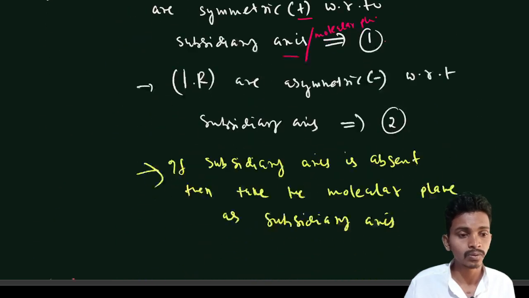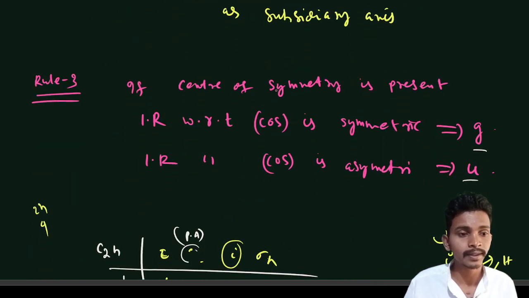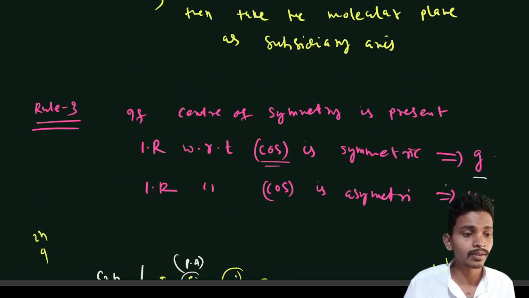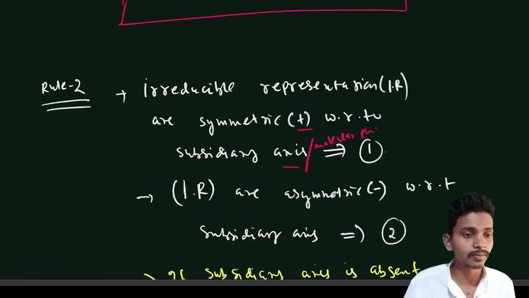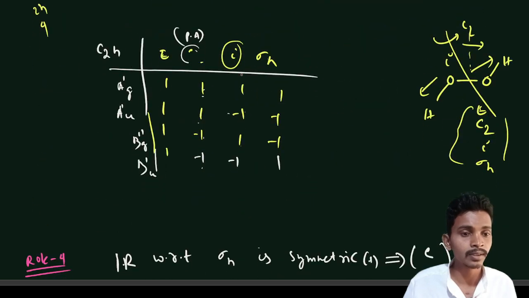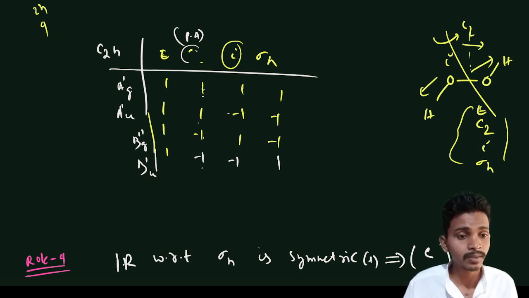This is rule 2. And rule 3 says that if we have a center of symmetry and the irreducible representation is symmetric with respect to this, then G. Okay, that we take here. If this is i, the center of symmetry, and for this E representation these values are positive with respect to this, then we use G.